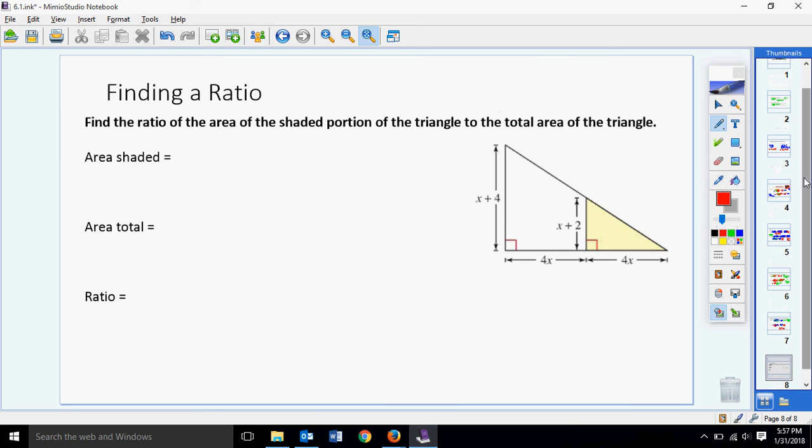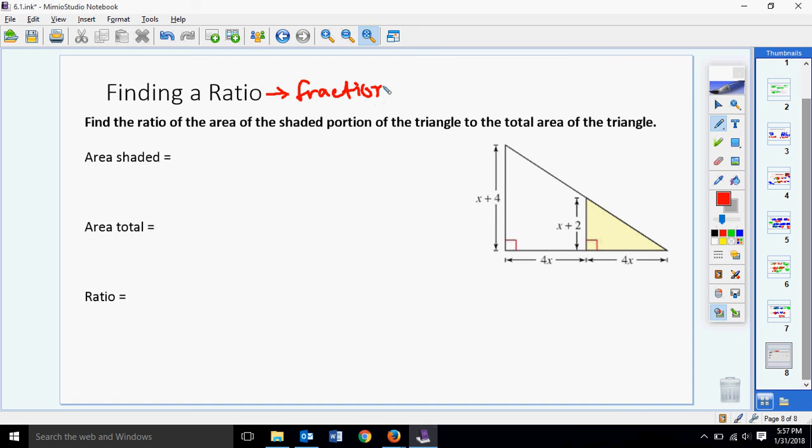The last slide is finding a ratio. So we want to find the ratio of the area of the shaded portion of the triangle to the total area. Now, if you remember, ratio just means a fraction. So we're writing a fraction with the shaded area over the total area. So let's first find the area of the shaded triangle. If you remember, area of a triangle is 1/2 base times height.